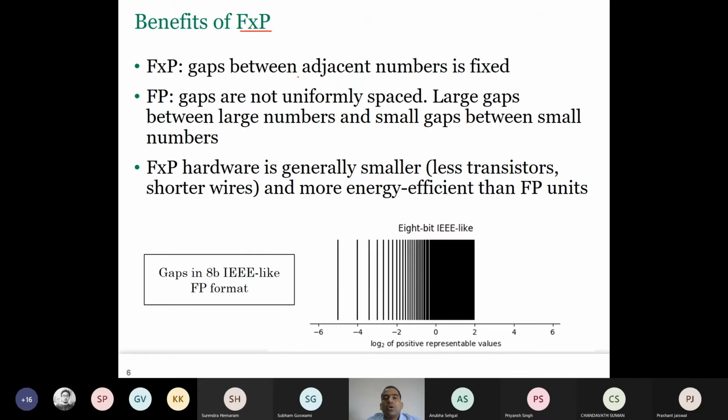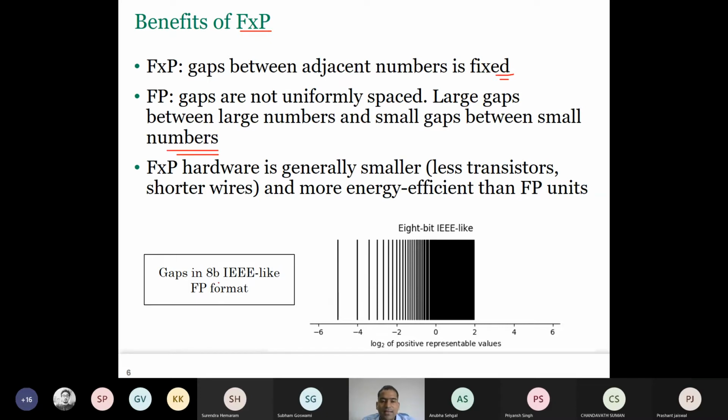So in fixed point, gaps between adjacent numbers are fixed, whereas in floating point, the gaps are not uniformly spaced. You will understand this when I come to floating point. I will discuss floating point in full detail, but for now, you can just take it that gaps are not uniformly spaced. There are large gaps between large numbers and small gaps between small numbers.